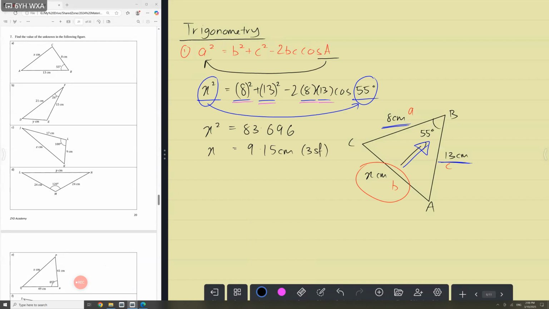So guys, this is how we use our cosine rule to find the length. At the end of this series on the cosine rule, I'm going to show you the two scenarios where you must use the cosine rule straight away, without having to think so much, without having to guess. Once you see this diagram, you'll know, okay, I must use my cosine rule. Stay tuned for those videos.